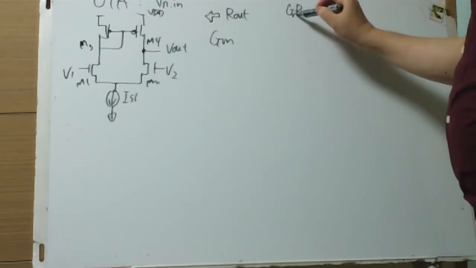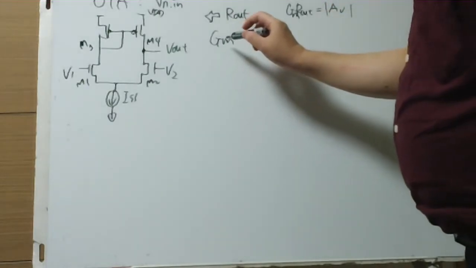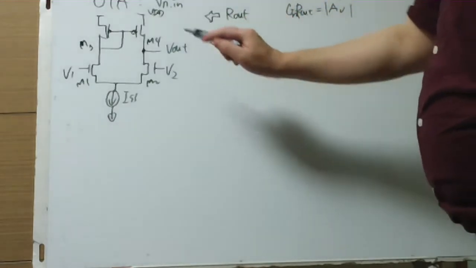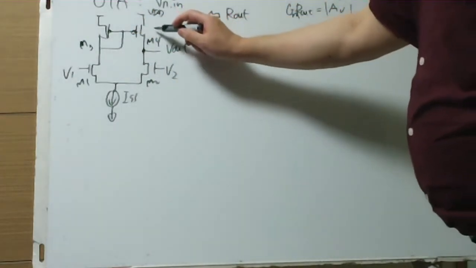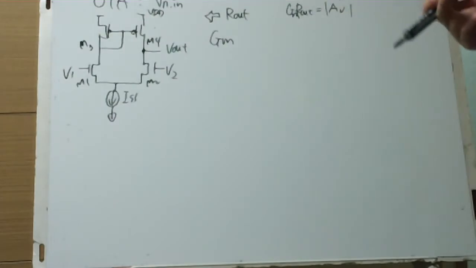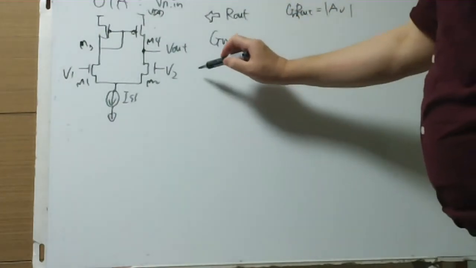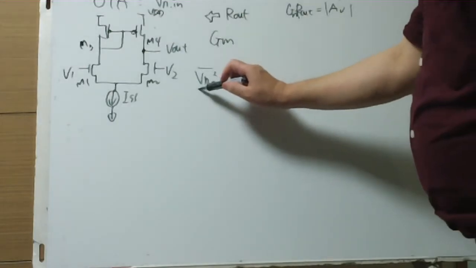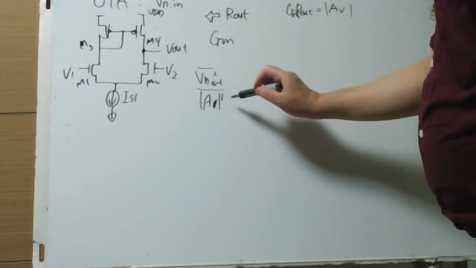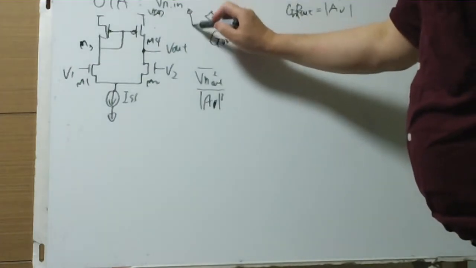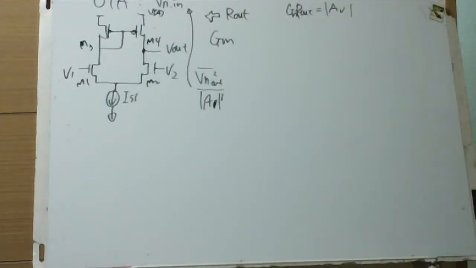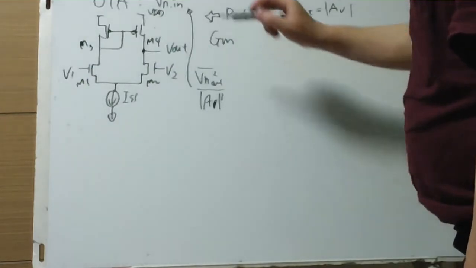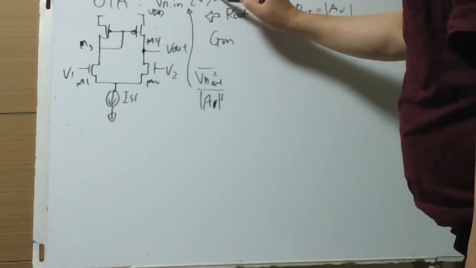We can use this lemma, and after knowing this and in parallel, and knowing the output noise V out squared bar divided by this A squared, we can derive this input referred noise representation, Vn in squared bar, in volt squared per hertz.